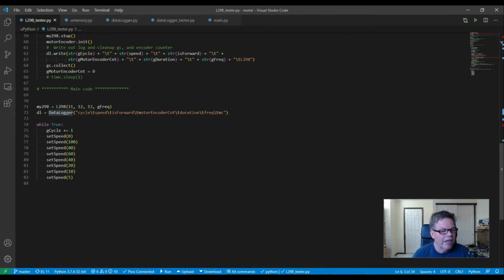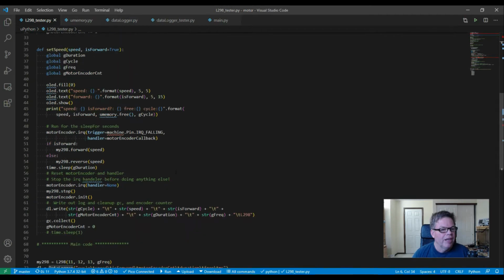I've also written this little data logger where it writes out data to a file as the program runs. So at each speed, it counts up the number of encoder pulses that come back from the motor encoder, so I know how fast it's actually running when I set these different speeds. Otherwise, it's just a continuous while loop and runs through different speed settings. And what I wanted to see was, are the speed changes linear? Does it make a difference if I run at different frequencies? And I'll show you the graphs that came out of this later on.